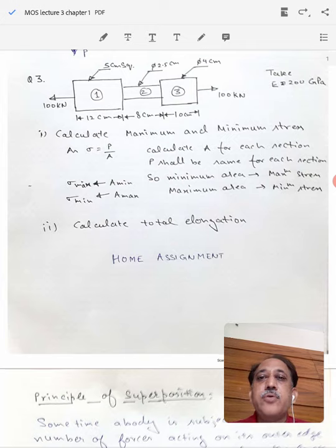I have already asked you to keep your calculator and register handy with you, so maybe you can calculate them during the class hours also, but please do calculate them as your home assignment and complete this problem.